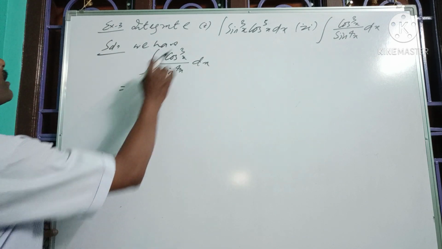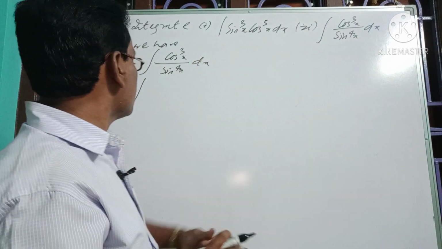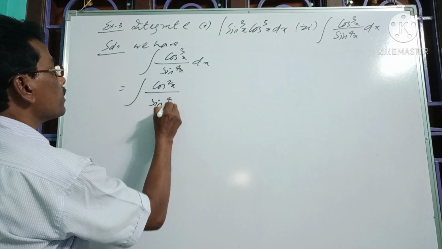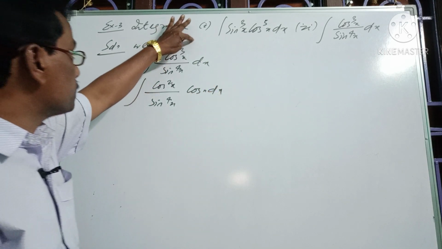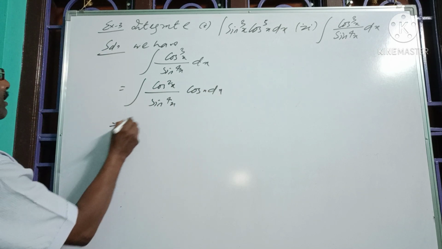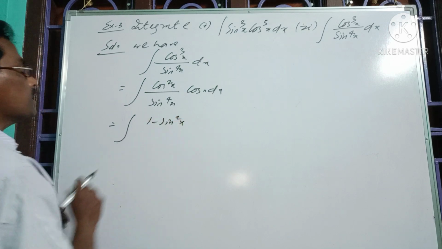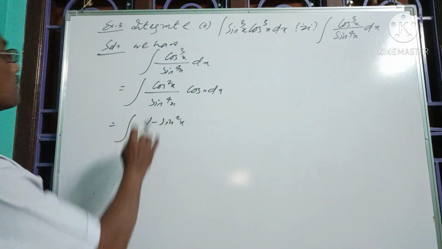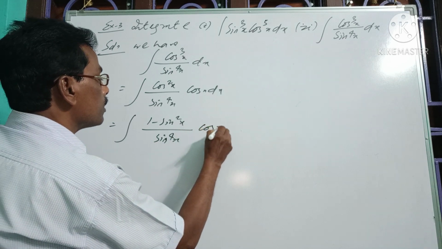So taking one factor out of cos cube x, it will give us cos square x by sin to the power 4x into cos x dx. So we have cos cube x, breaking it as cos square x into cos x dx. So now, again simplifying, considering cos square x as 1 minus sin square x. We know sin square x plus cos square x is equal to 1. So cos square x is equal to 1 minus sin square x. So we have 1 minus sin square x by sin to the power 4x into cos x with respect to x.